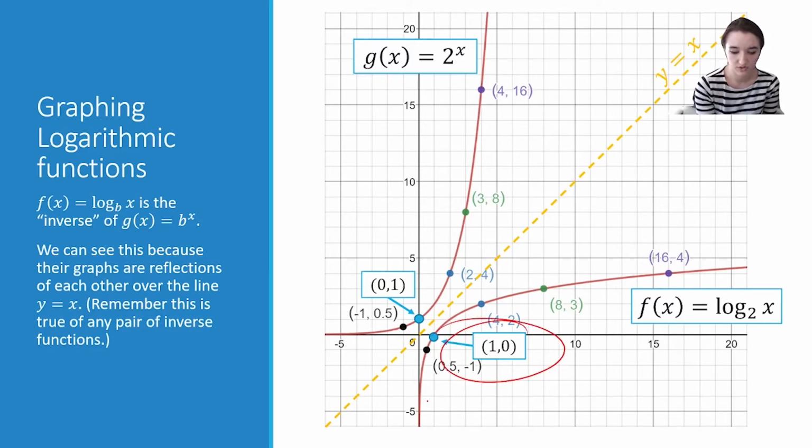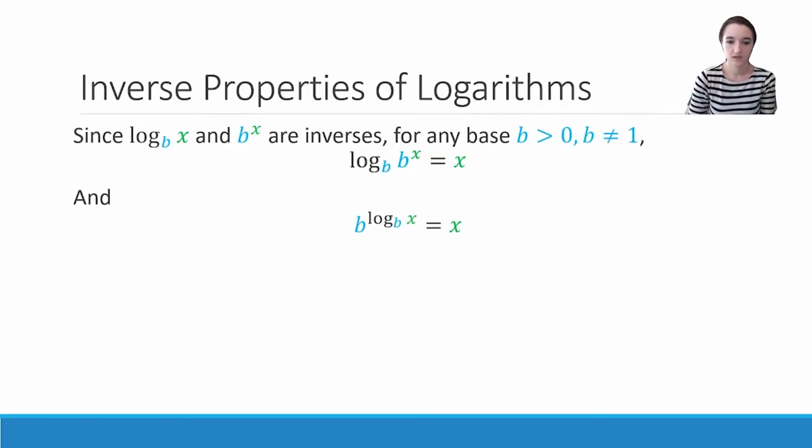But once again, you always want to track the position of that (1, 0) or that (0, 1) when you're doing a graph of these functions, because that's really going to help you place it in the right place, as well as their asymptotes.